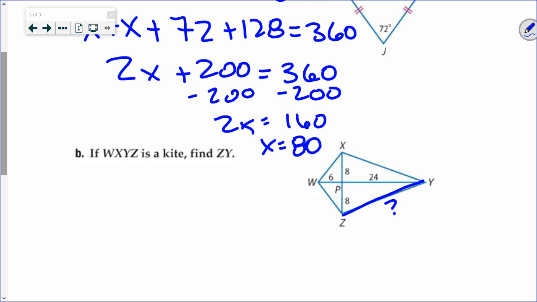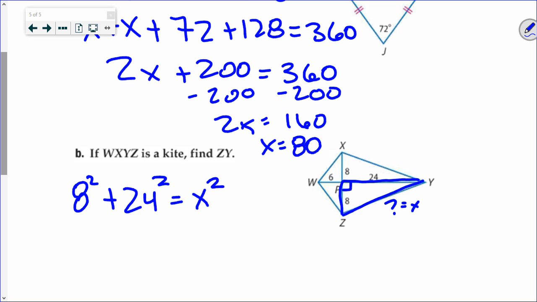Okay. We need to use that the diagonals are perpendicular. That creates this right triangle that we're now looking at. And we should be able to use the Pythagorean theorem here. Again, as a reminder, the Pythagorean theorem says leg squared, so one of my legs is 8, plus the other leg of 24 squared is equal to my hypotenuse, so ZY, let's just call that x, squared. So if we solve for x, then we found what ZY is using the Pythagorean theorem.